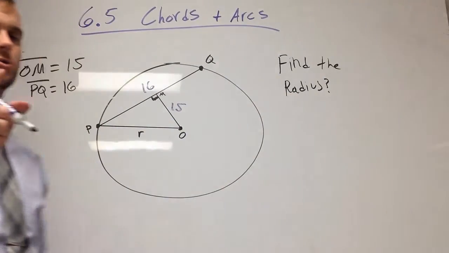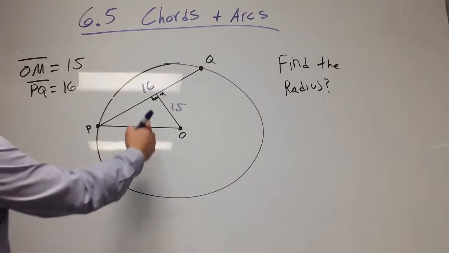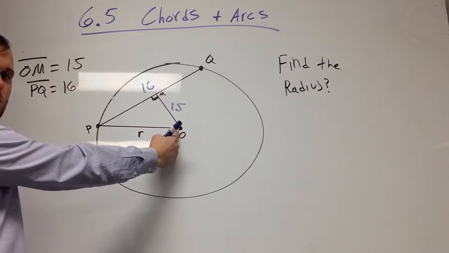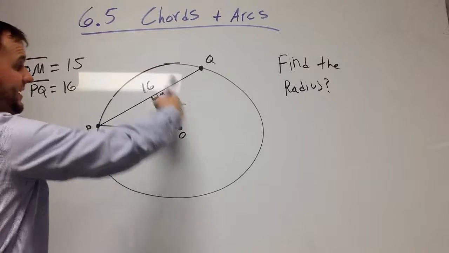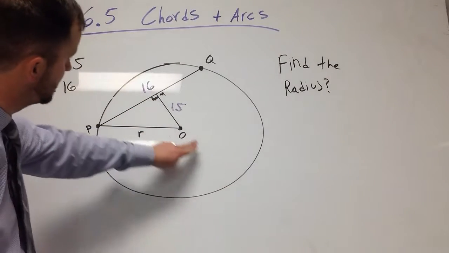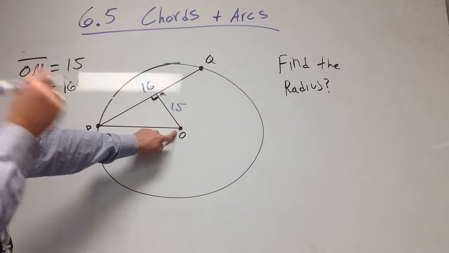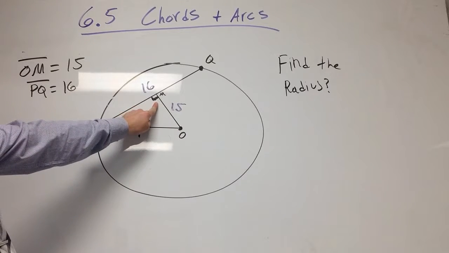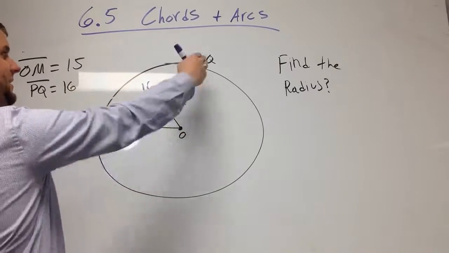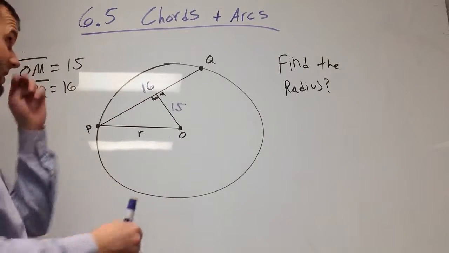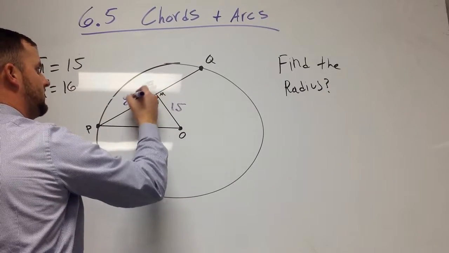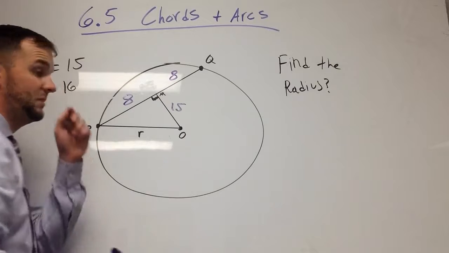So a while ago I told you guys that if you have a perpendicular bisector, it always goes through the center of the circle. So right now, if I drew a line all the way through, this would be a diameter going through the center, and it's going to be the perpendicular bisector. So it's going to bisect this line, meaning cut it in half. So PQ is 16, which means I'm going to cut it in half. So this side would be 8 and this side would be 8.